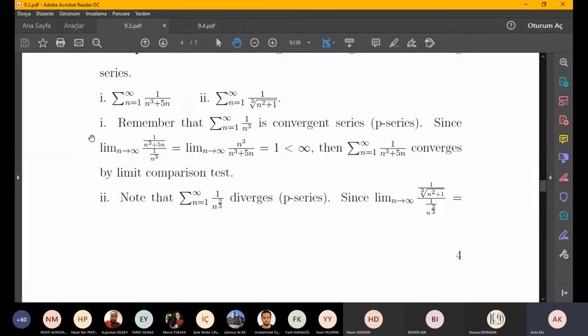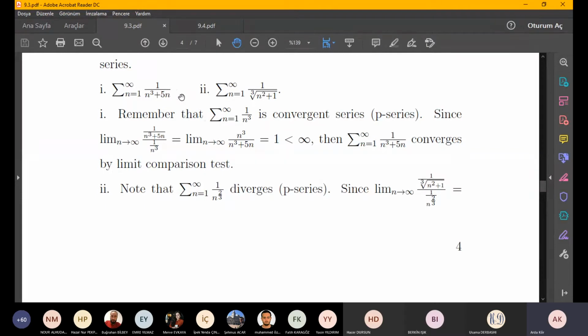and from the theorem we can say that those two series have the same behavior. So we know that this one is convergent. So this is what we call b_n in the theorem. b_n is 1 over n cubed. Since we know that it is a convergent p-series, and since we find that the limit is 1, which is a finite number, we can directly say our series is also convergent by limit comparison test.